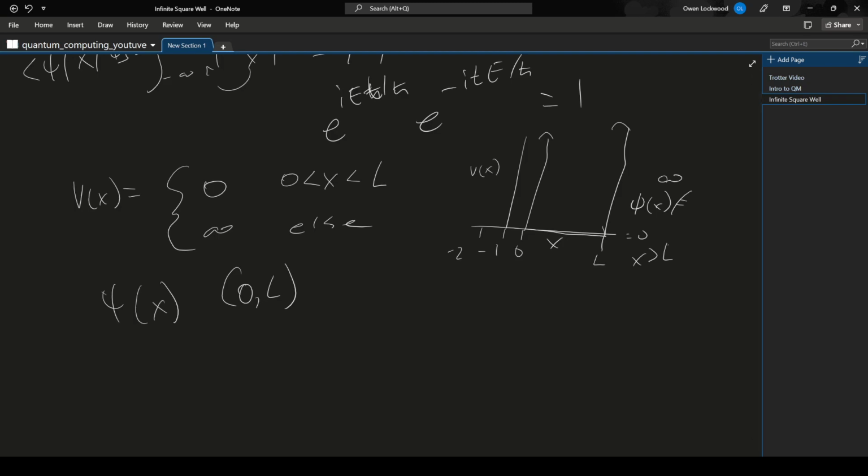This is a particle in a box, right? This wave function is representing some particle in this box, which has infinite walls. The particle is not going to be outside the box because they're infinitely tall walls. So now let's solve for this.